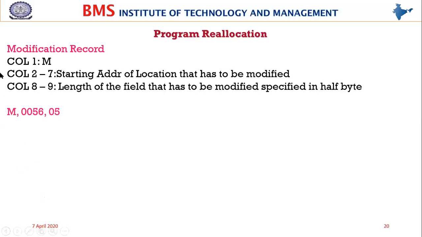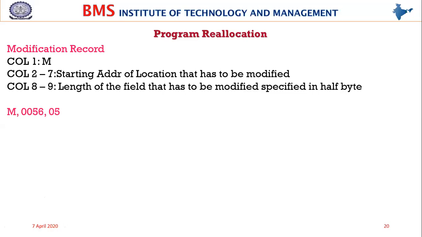Now, modification record M 0056, which is the relative address. How many bits is supposed to be changed? 05 bits is supposed to be changed. What do you mean by 05? We have 5 into 4 which will give you 20 bits.